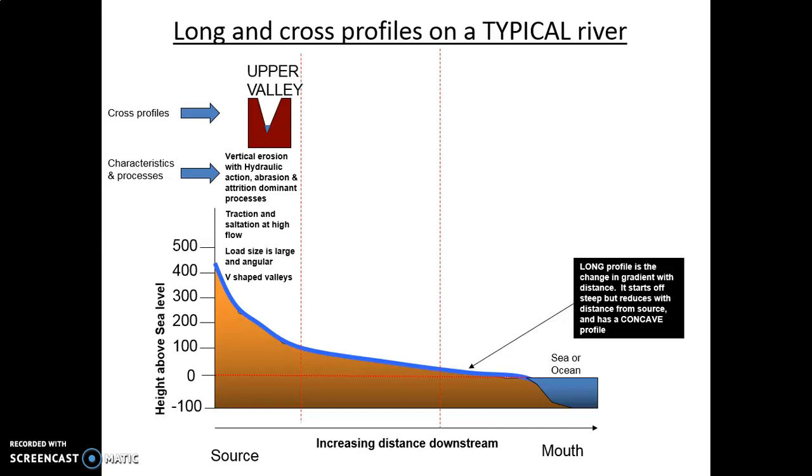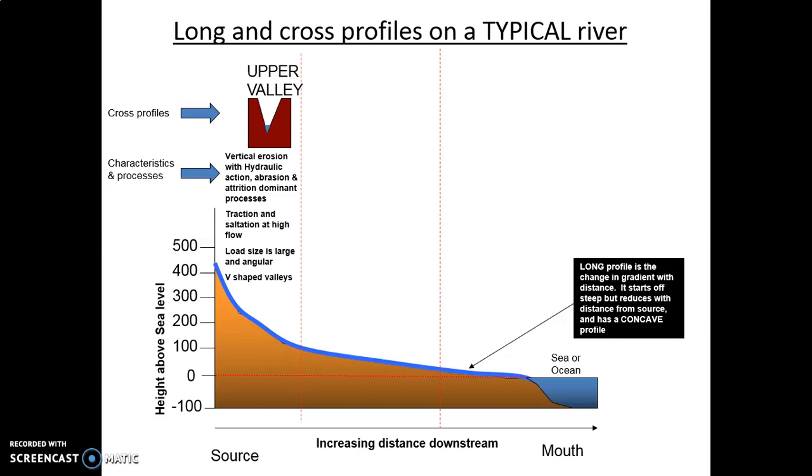Up in the upper part of the river, you get very, very big rocks, and that's because not much erosion has taken place to them. Up here, you've got mainly boulders and really angular material. As I said, that's because it's just been eroded from the landscape, and we'll talk more about erosion in our next video. So it's just been eroded, it's just been taken out, it's very angular, large particles. A lot of the transportation that's going on up here is traction.